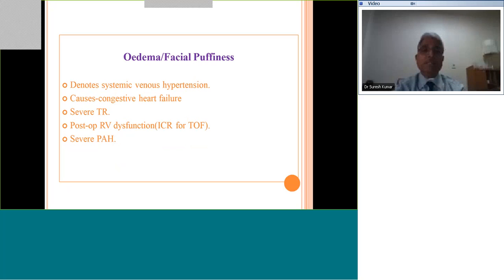Moving to something different, edema, or its infantile equivalent facial puffiness, denotes systemic venous hypertension. The cause is congestive heart failure. If there is severe tricuspid regurgitation, as in a post-op tetralogy, or severe Ebstein in a small baby, a post-op right ventricular dysfunction as in a tetralogy, or severe pulmonary hypertension, as in primary pulmonary hypertension, could be a reason for tricuspid regurgitation, high RA pressure, and facial puffiness.